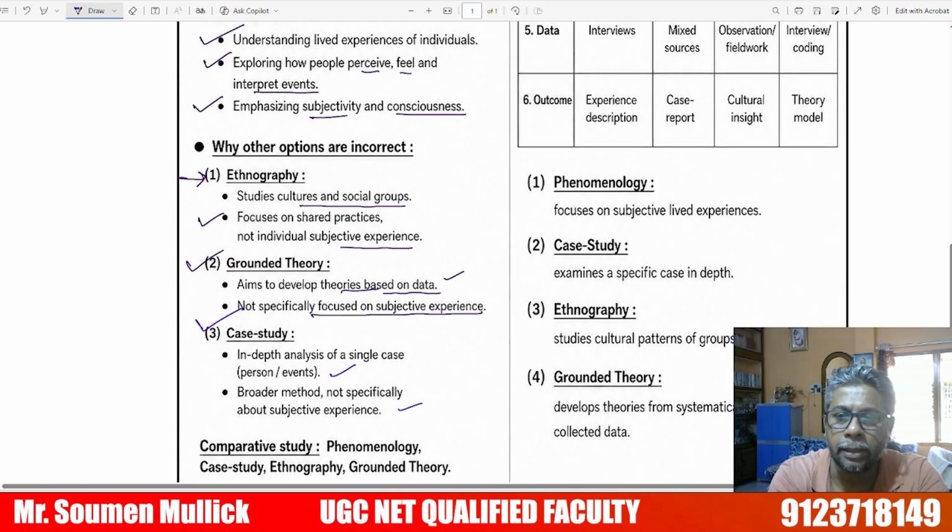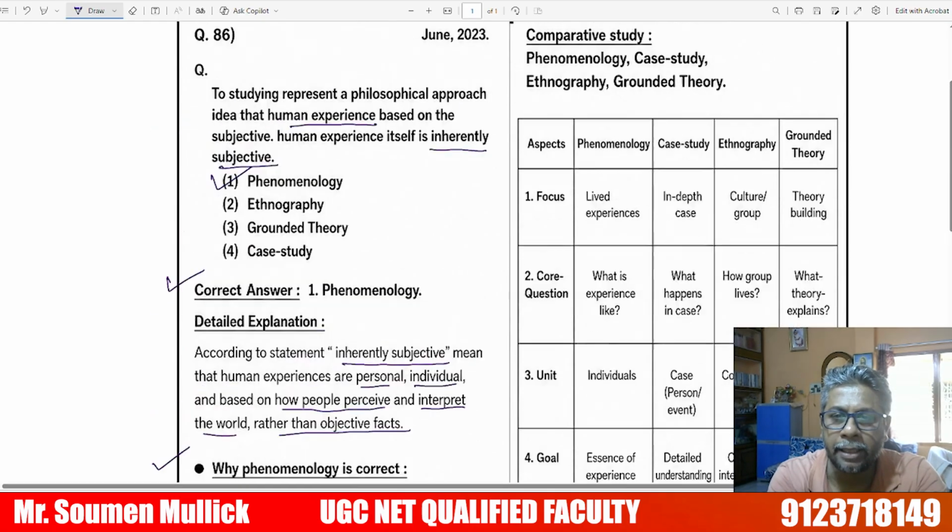So this is the comparative study between phenomenology, case study, ethnography and grounded theory. Main aspect of the phenomena, the main focus: the focus of phenomenological research is lived experience. The main focus of case study is in-depth case analysis. The main focus of ethnography is culture or a group of people. And the main focus of grounded theory is theory build-up.